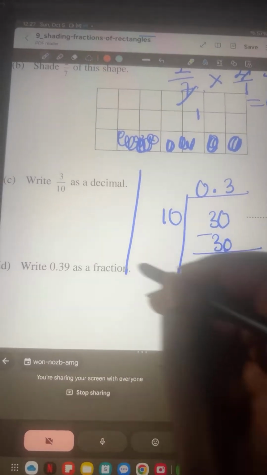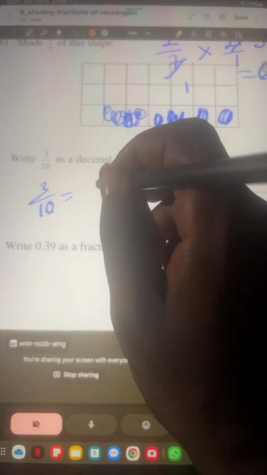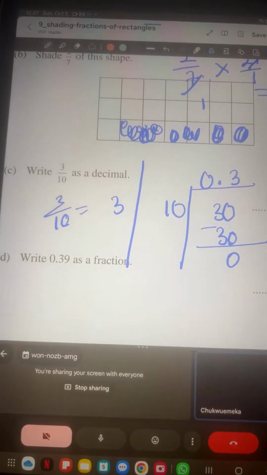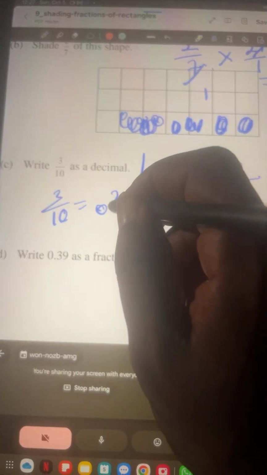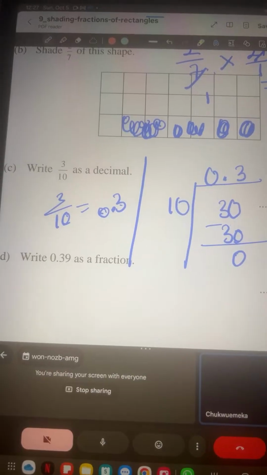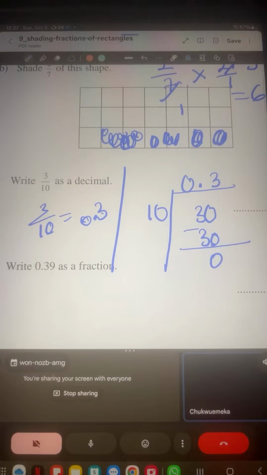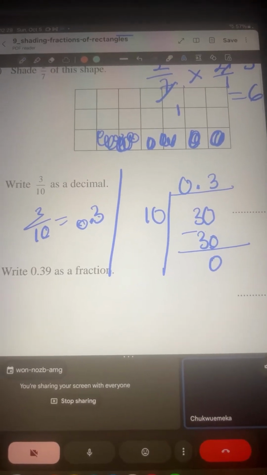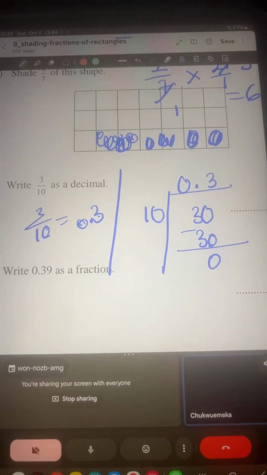Good. Also, another way you can do it is when you have 3 over 10, what do you have in the numerator? That's 3, right? So write your 3. How many zeros are in the denominator? We only have one 0 in the denominator. So you write the one place and put your point. So the answer is 0.3, okay? This method is just the shortcut, the short way of doing it, not the actual way. Any question on this?